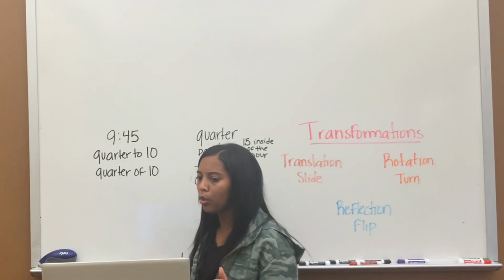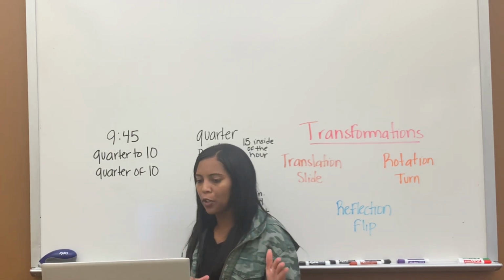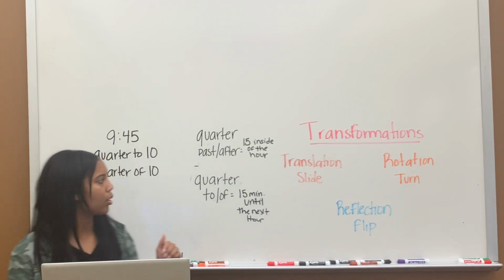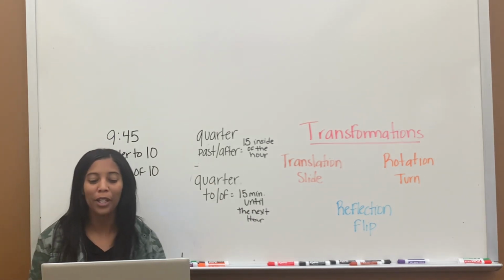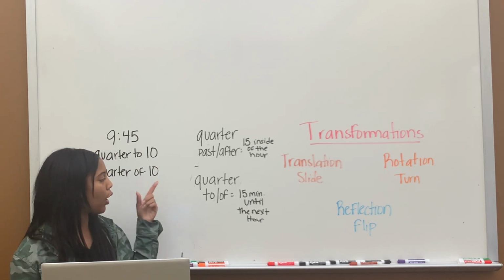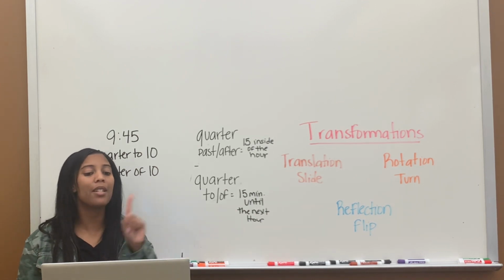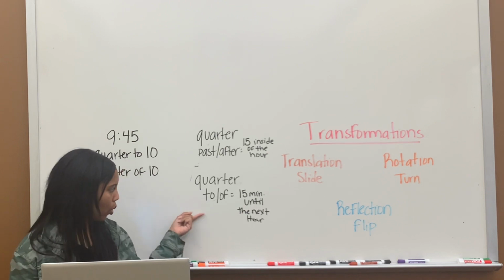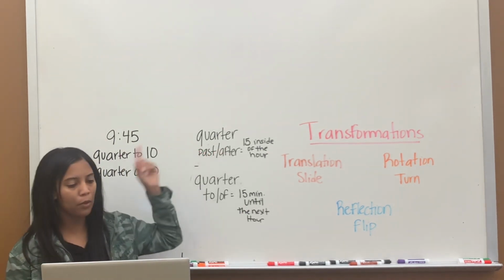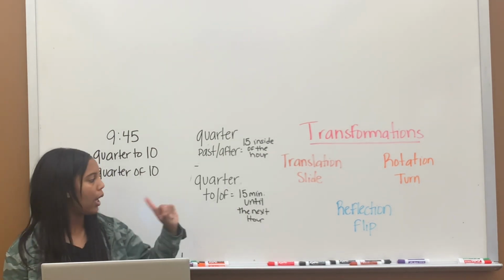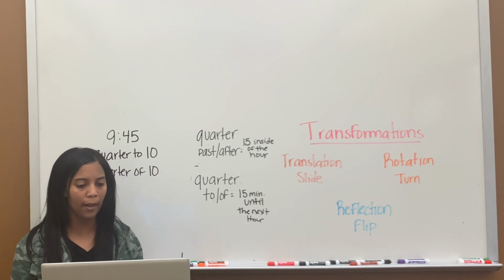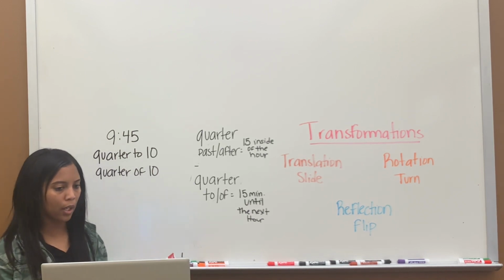So quarter past or quarter after means 15 minutes inside of the hour. Quarter to or quarter of means 15 minutes until the next hour. And quarter of will always be on the 45, always. Quarter past and after is on the 15, which is the 3. And then quarter to and of is always on the 9, which is 45 minutes, okay? So that's quarter to and quarter after.